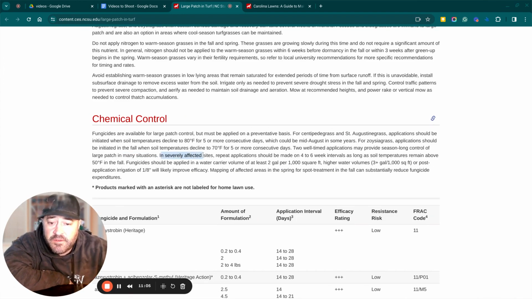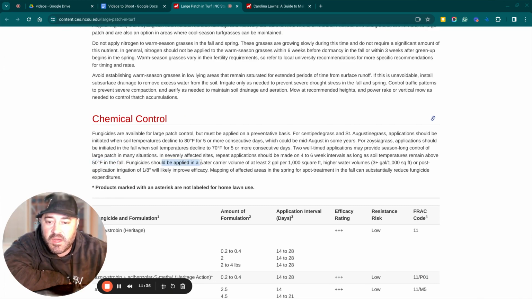In severely affected sites, repeat applications should be made on 4 to 6 week intervals as long as soil temperatures remain above 50 degrees in the fall. So you might be able to get 3 or 4 applications on lawns that are severely affected by large patch. You may get 3 to 4 applications before you hit those 50-degree temperatures.